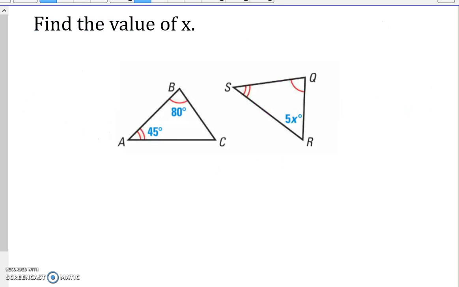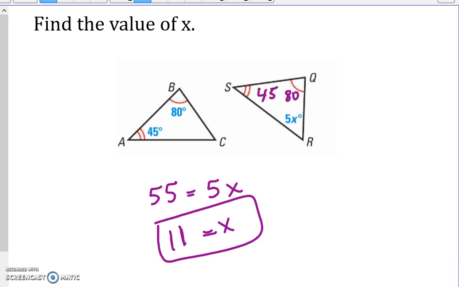Let's look at the next one. If you would take a second and figure out what X is. If you look at this, hopefully you got that X is 11, because if 45 can go where the double marks are and 80 can go where the single marks are, then I know that I took 180 minus those values to get 55, and I know 55 has to equal 5x.